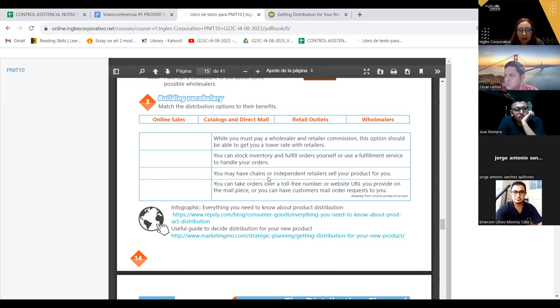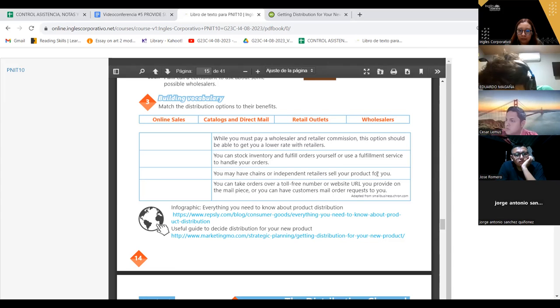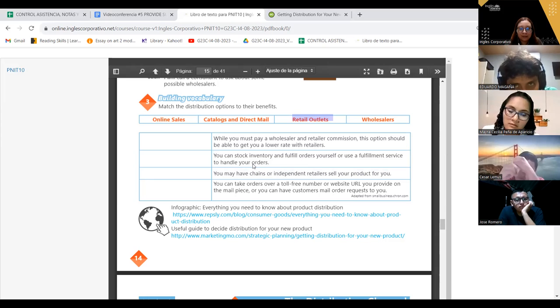You may have chains or independent retailers sell your product for you. Who is the seller? Let's see. Independent retailers. It cannot be a wholesaler if it's retail. So that is the retail outlet. Number two.